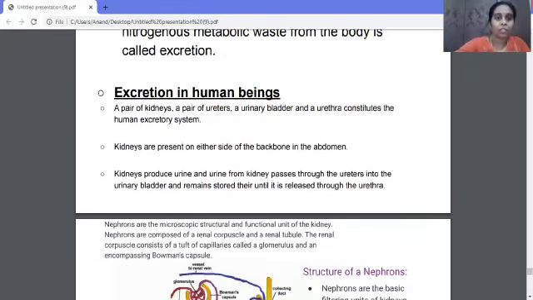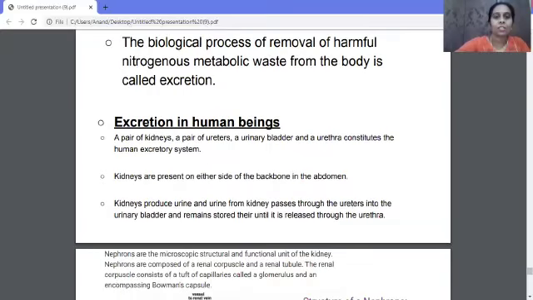kidney. Yes. I just told you a pair of kidneys, a pair of ureters, a urinary bladder and urethra constitute the human excretory system. The kidneys are present on either side of the backbone in the abdomen, and the kidneys help in producing the urine, and urine from the kidney passes through the ureter into the urinary bladder and remains stored there till it is released through the urethra.